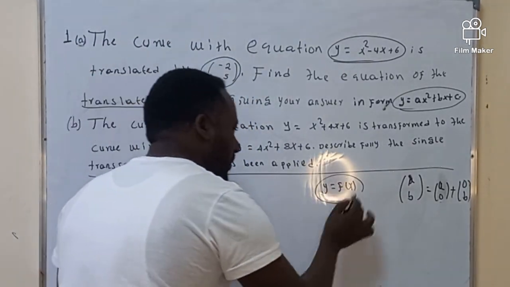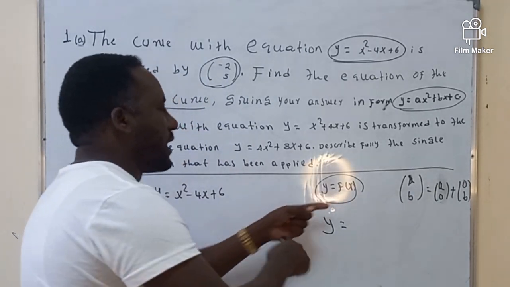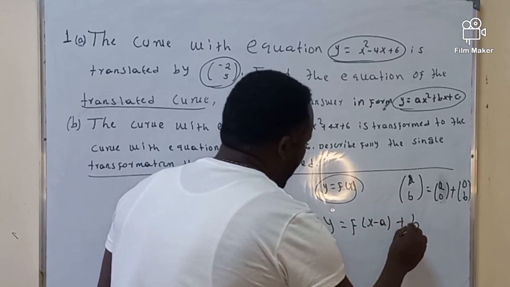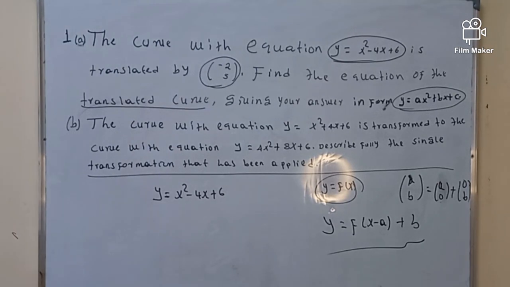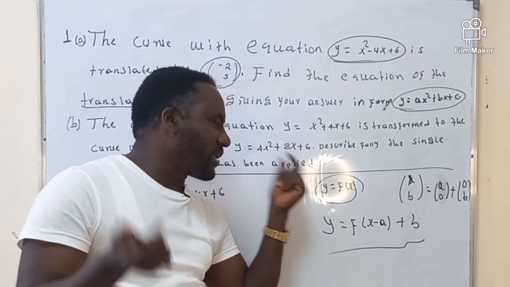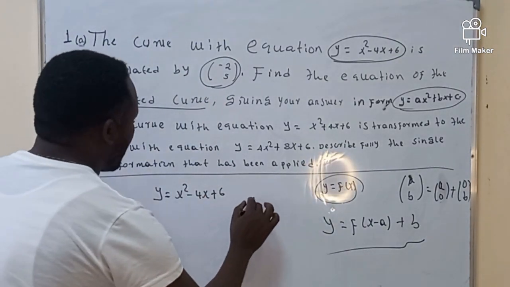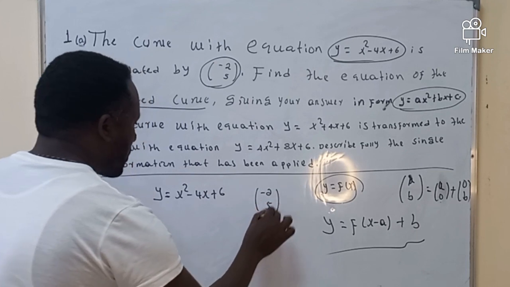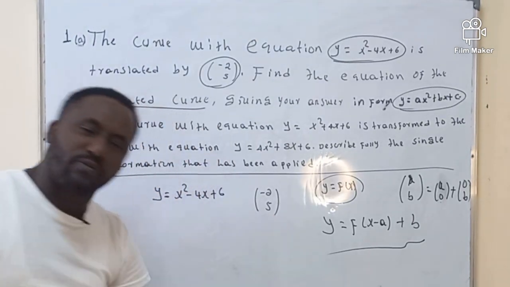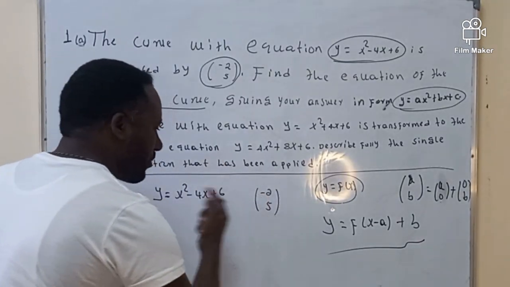So what is the image of this function under this translation vector? It is y equals f of x minus a, plus b. This is the general formula for the image of any function under a translation vector. Here you have the function and the translation vector (-2, 5). So how could you determine the image? Whenever we need to apply the translation vector, a is -2 and b is 5.